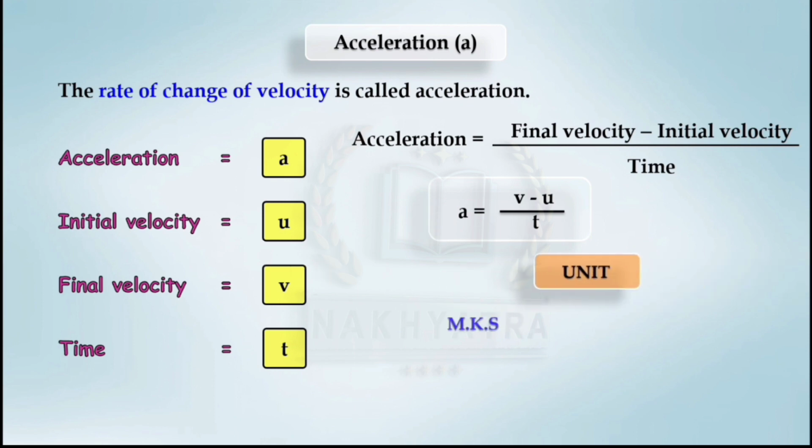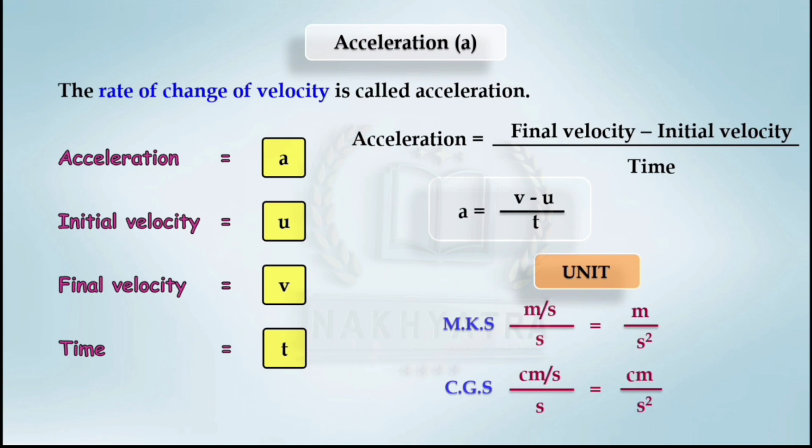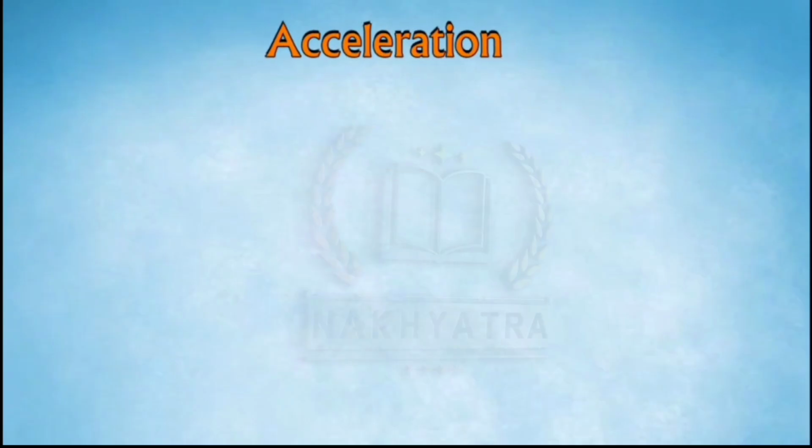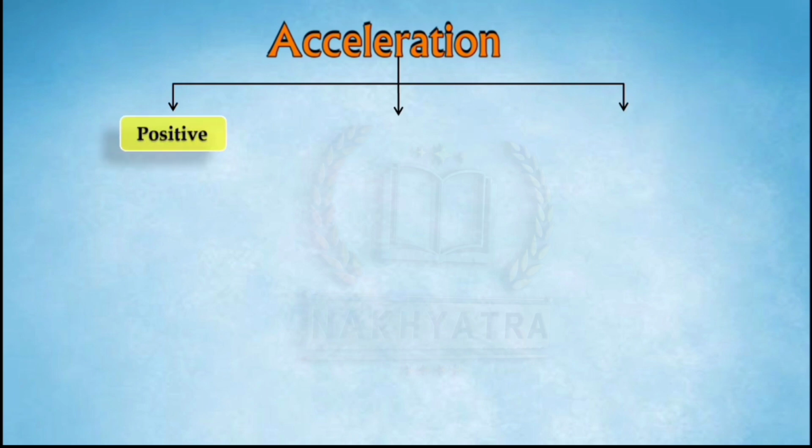Now see the unit. In the MKS system, the unit of acceleration is meter per second square, and in CGS the unit for acceleration is centimeter per second square. Clear everyone? Okay, now see, there are three types of acceleration. It can be either positive, negative, or zero.